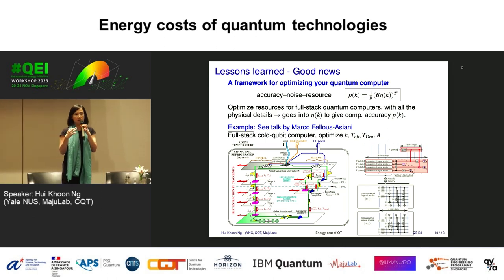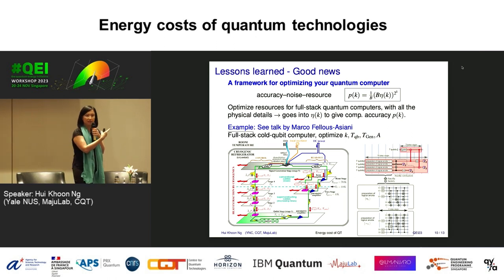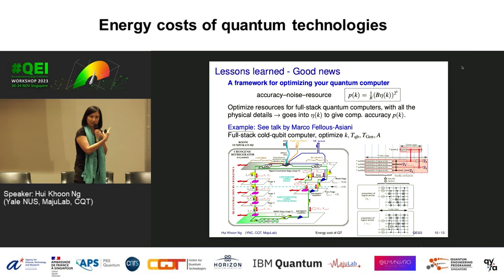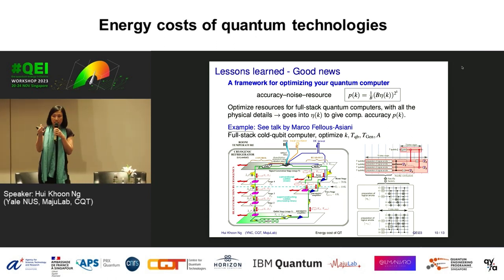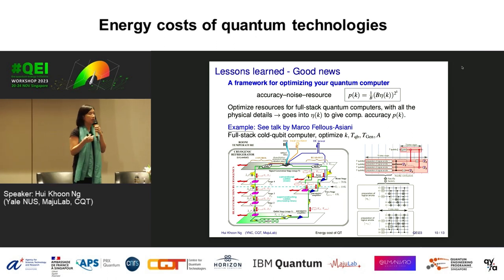The punchline of this whole thing is that if you ask any fault-tolerant quantum computing person, they will tell you, well, yes, you have some target accuracy. What you need to do is figure out what scale you need, what K value you need, and you minimize the K value so that you also minimize the physical resources that you need.